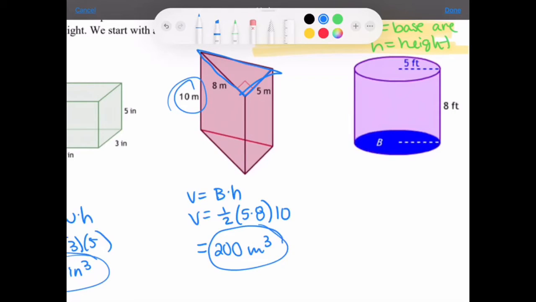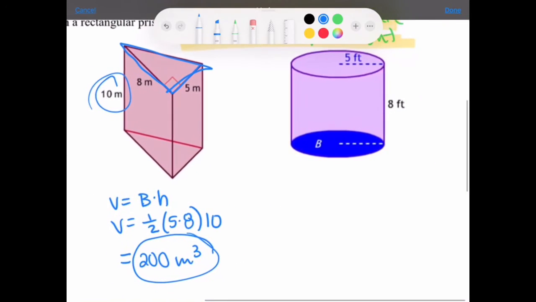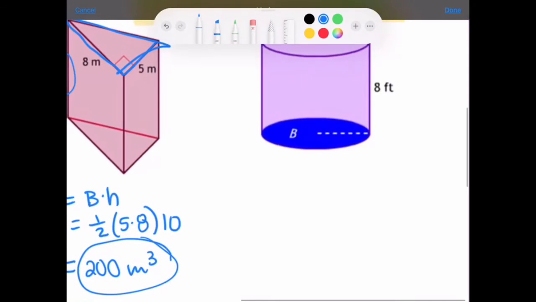All right, so you just have to pay attention to what your base shape is. That's why we have a half here. You have to remember that you're looking at a triangle as your base shape. All right, let's look at the cylinder.